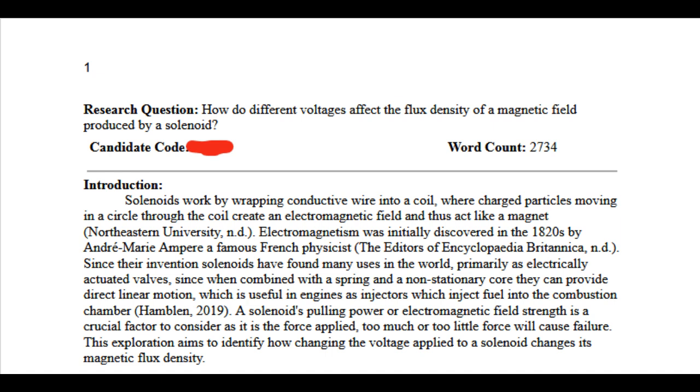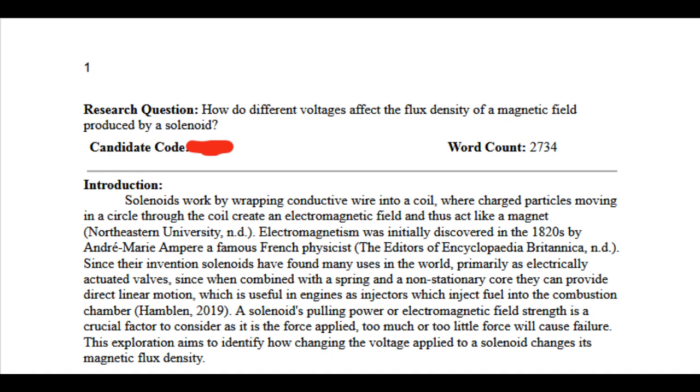Let's start by taking a look at this sample level 7 physics IA to get a general feeling for the formatting. There are a lot of parts to your physics IA, the first of which is the research question, which is the foundation of your whole IA, identifying what relationship and physical phenomena you are trying to explore.